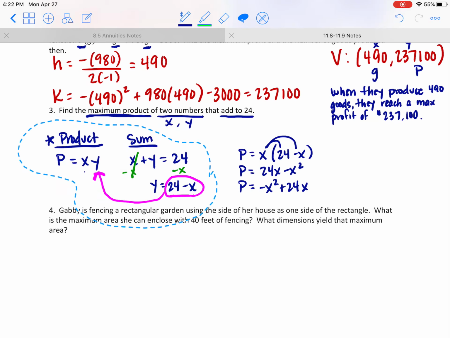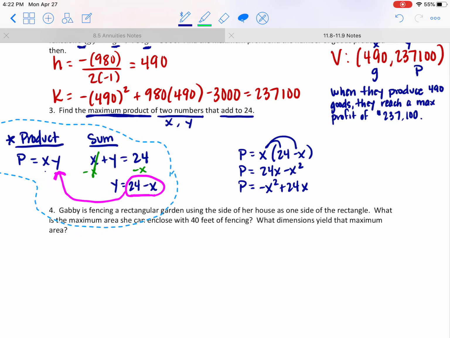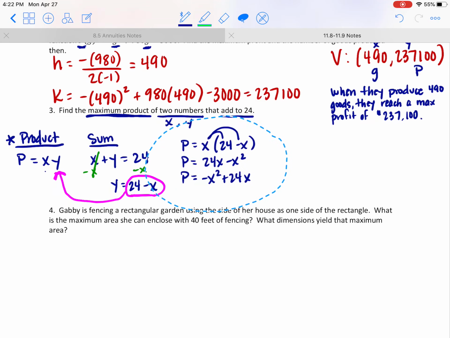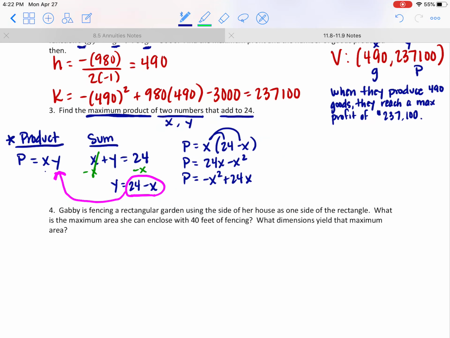And let me just put that in order. That's a negative x squared and a positive 24x. Now I have my quadratic function. So now I gotta find the vertex of that quadratic function. And I have just taken all kinds of space here. So let me scooch some of this over. If only you could do that on your paper, right?